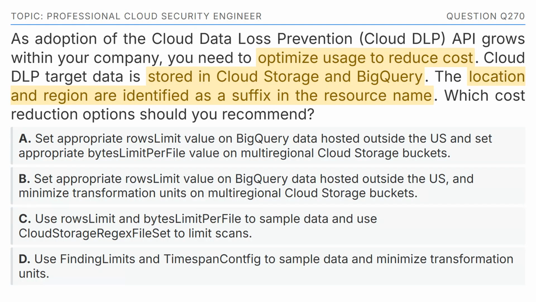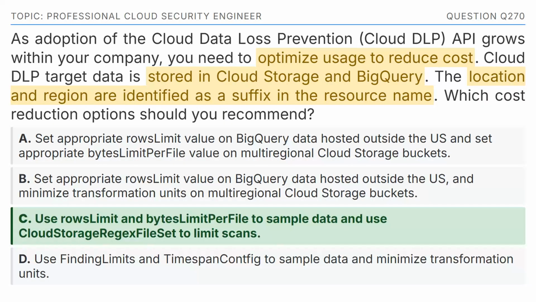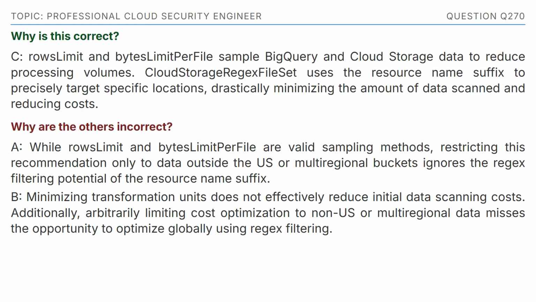To arrive at the correct answer, we focus on the keywords: optimize usage to reduce cost, stored in Cloud Storage and BigQuery, location and region are identified as a suffix in the resource name. The correct answer is option C, use rows limit and bytes limit per file to sample data and use Cloud Storage regex file set to limit scans. Why is this correct? C. Rows limit and bytes limit per file sample BigQuery and Cloud Storage data to reduce processing volumes. Cloud Storage regex file set uses the resource name suffix to precisely target specific locations, drastically minimizing the amount of data scanned and reducing costs.